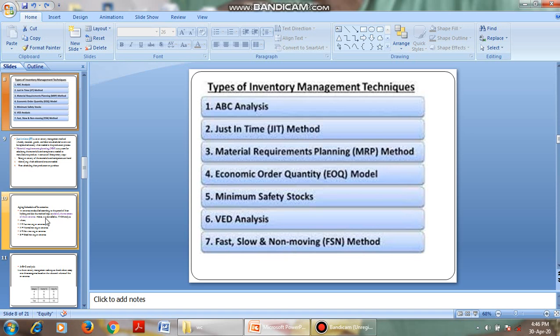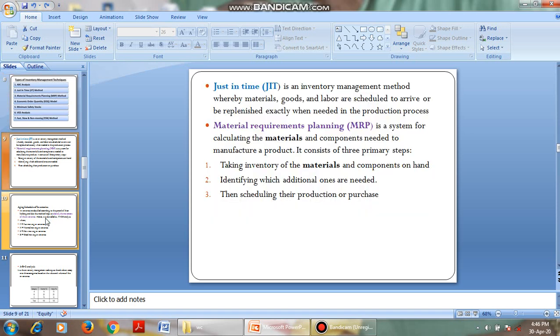Types of inventory management. There are different types of inventory management techniques. First one is ABC analysis, just-in-time method, material requirement planning method, economic order quantity model, minimum safety stocks, VED analysis, and FSN method. Okay, let us see one by one. First, let us see the techniques. First one is just in time.